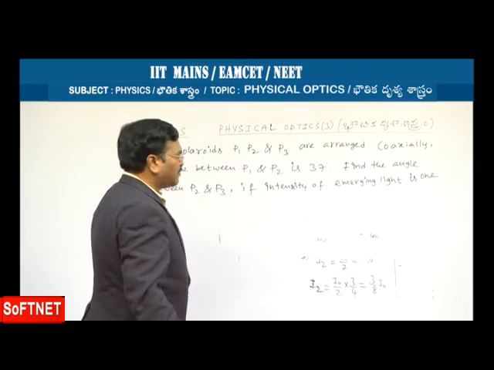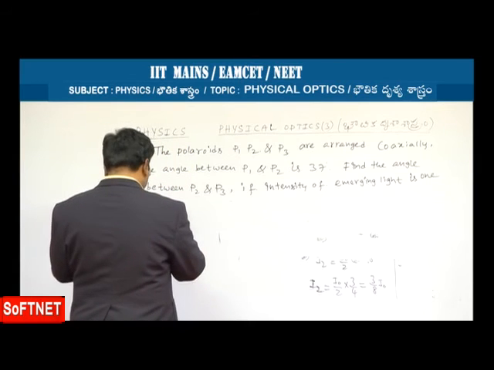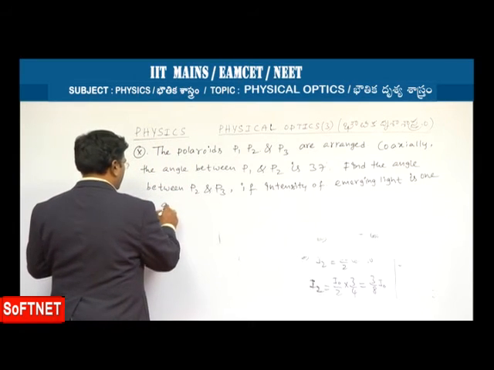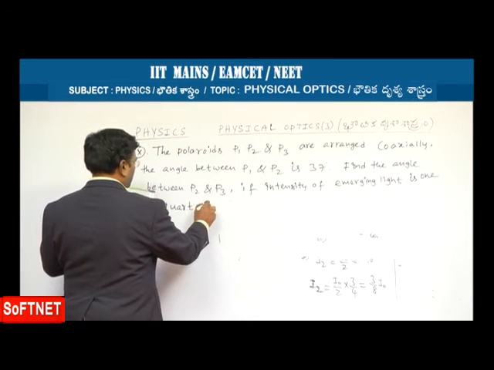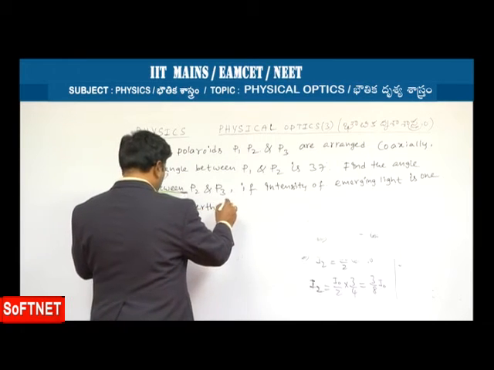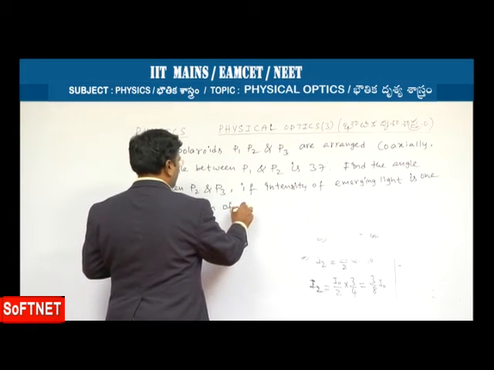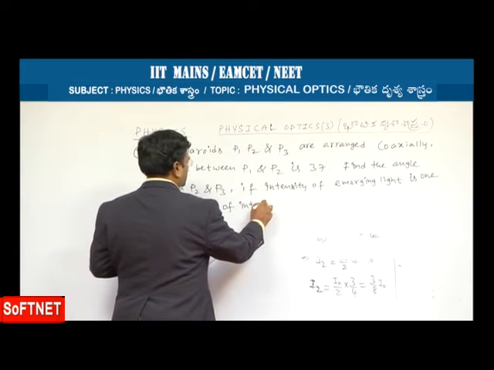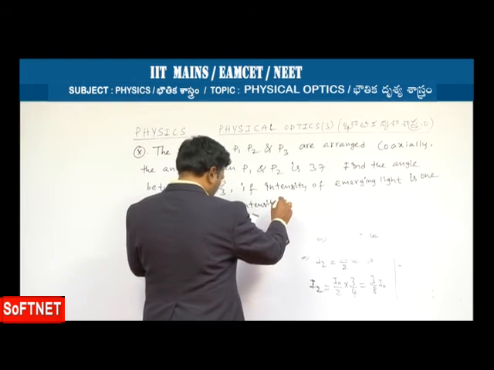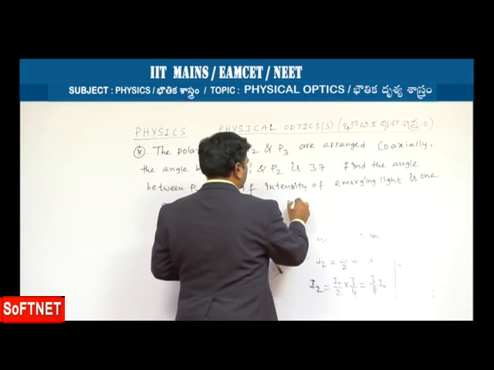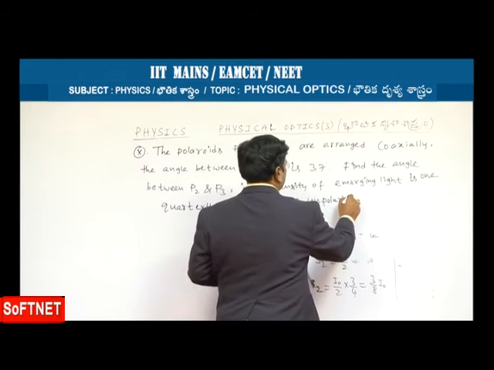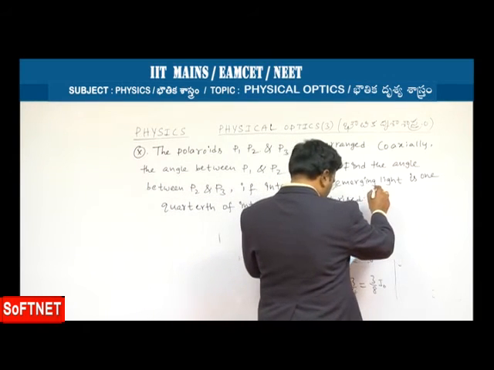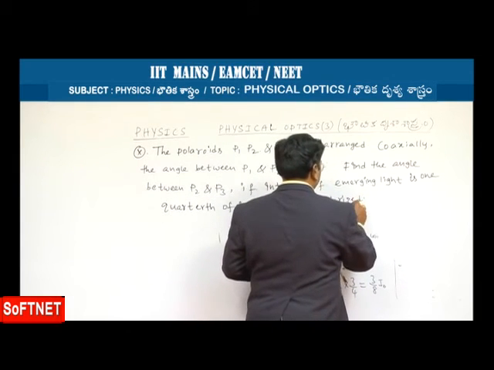If intensity of emerging light is 1/4 of intensity of unpolarized light, intensity of unpolarized light.